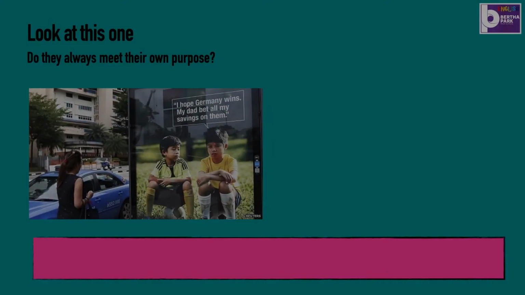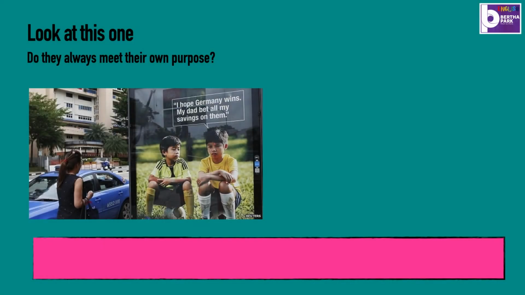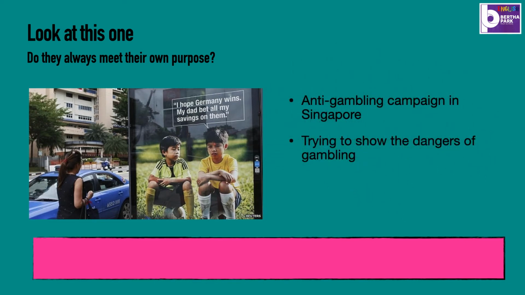Now, not all posters are successful and some don't always meet their own purpose. This is a poster that was brought out in Singapore. And if you see, it says, "I hope Germany wins, my dad bet all my savings on them." So it was an anti-gambling campaign in Singapore, used to try and show the dangers of gambling. So that was the purpose of the poster, it was to show you what could happen if you put all your savings onto something. The problem with this poster was it took place in the 2014 World Cup.